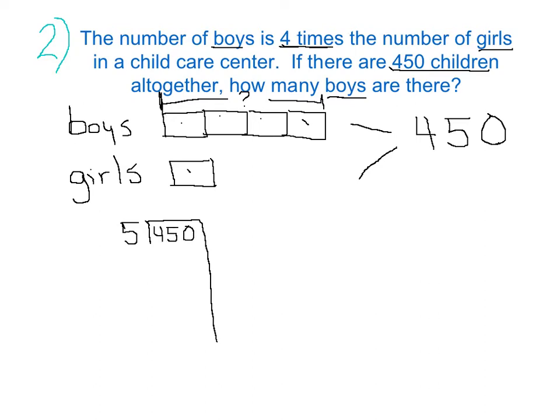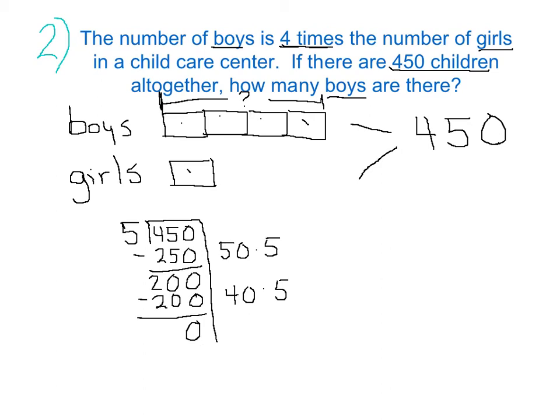It's division. Now, I can't have 100 groups of 5 because that's 500. That's too many. So I think I'll start with 50 groups of 5. So 50 groups of 5 would be 250. Then I want to know how many I have left to still put into groups of 5. So that would be 200. Now, I know that 4 times 5 is 20, so I think I'll try 40 groups of 5. And that would be 200. Yay! So I have no more to put into groups of 5.